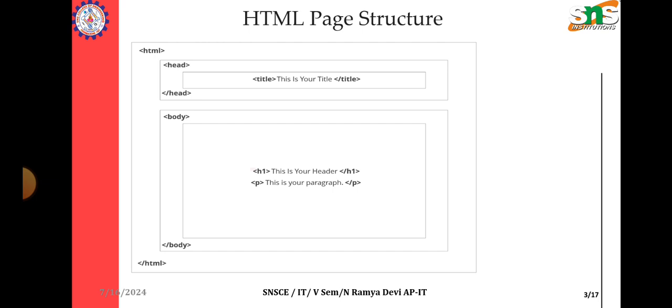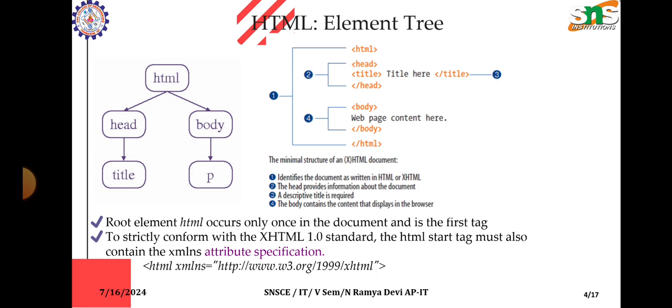So this is the overall page structure, in which HTML acts as a root element, and the HTML is divided into two parts. One is head, the other one is body. Head contains the metadata of your HTML, like the title, the script, style of your web page, and then the body contains the actual content of your web page.